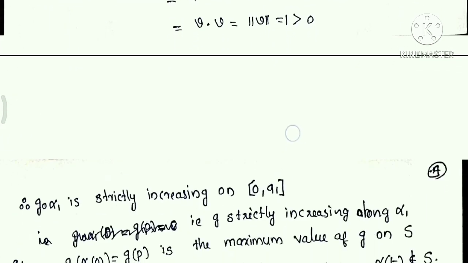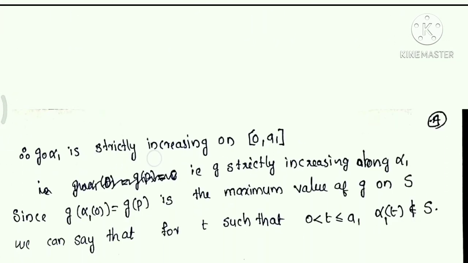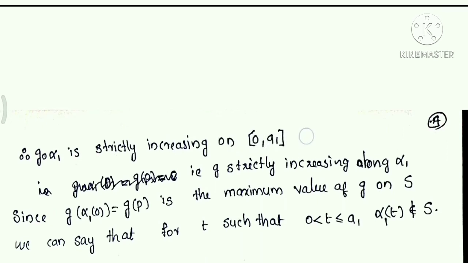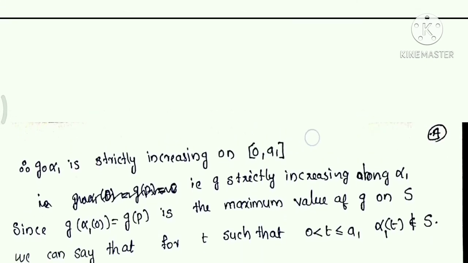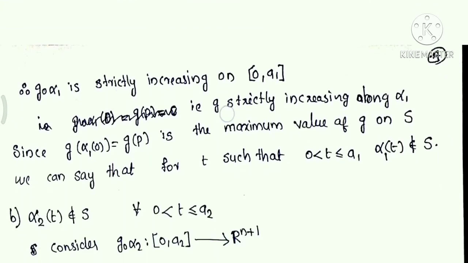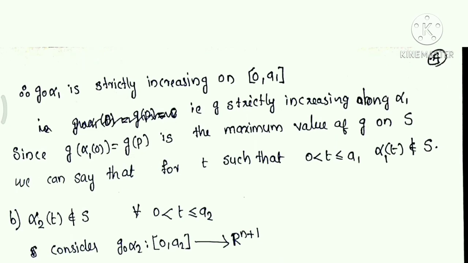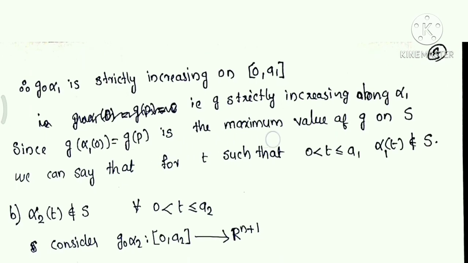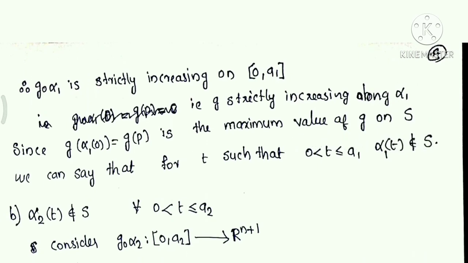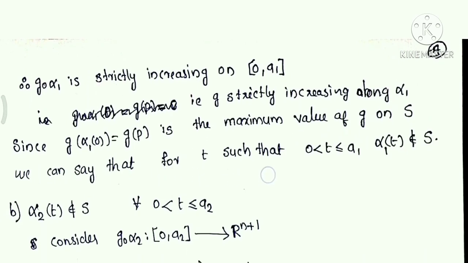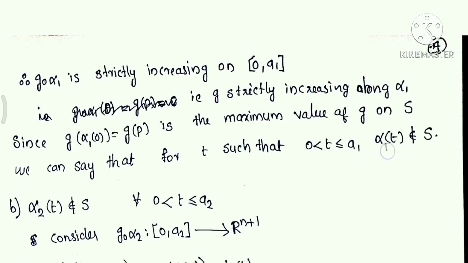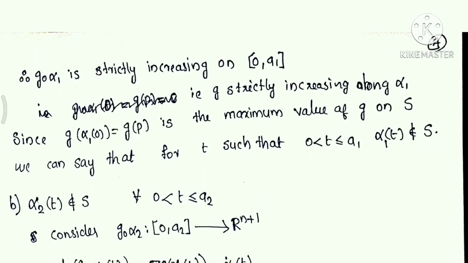So we can say that G composition alpha 1 is a strictly increasing function on (0, a1], that is, G is strictly increasing along the curve alpha 1. And since g of alpha 1 of 0 is equal to g of p, and it is the maximum value of g on S, we can say that for t such that 0 < t ≤ a1, alpha 1 of t does not belong to S.